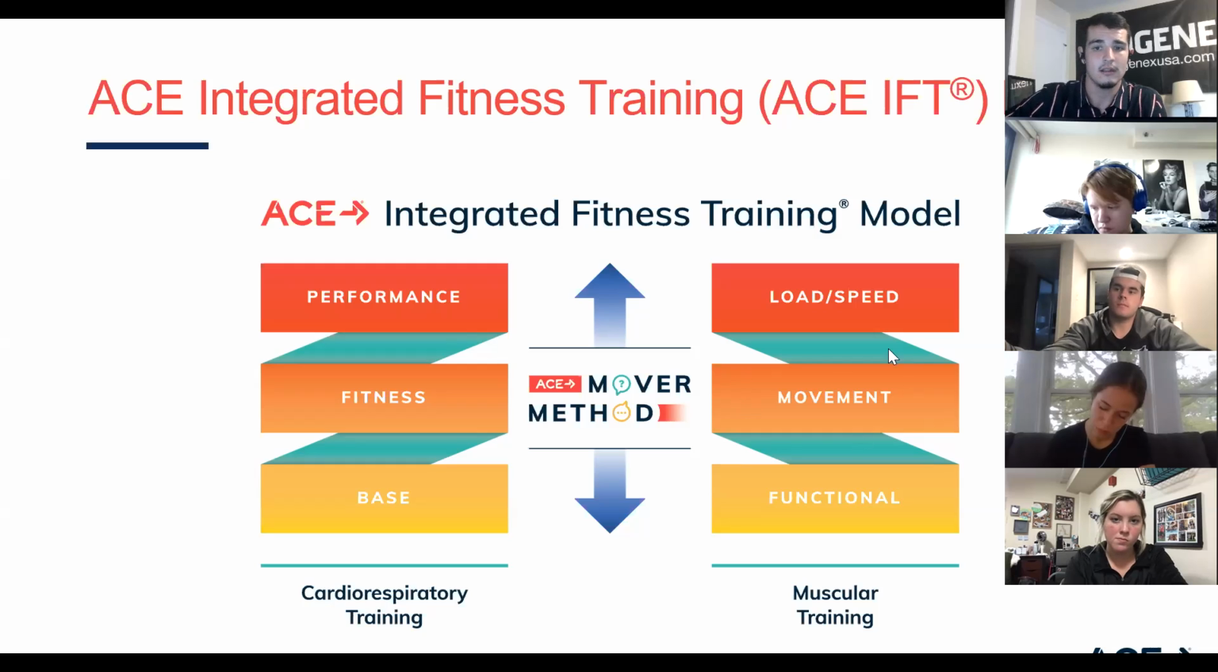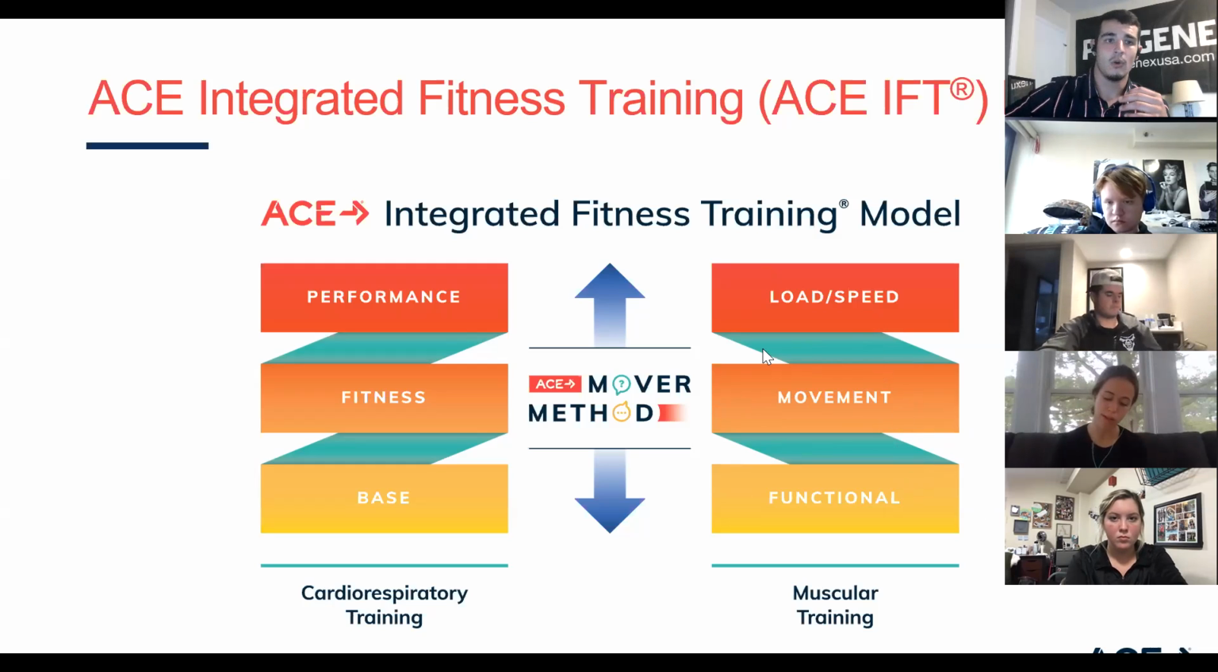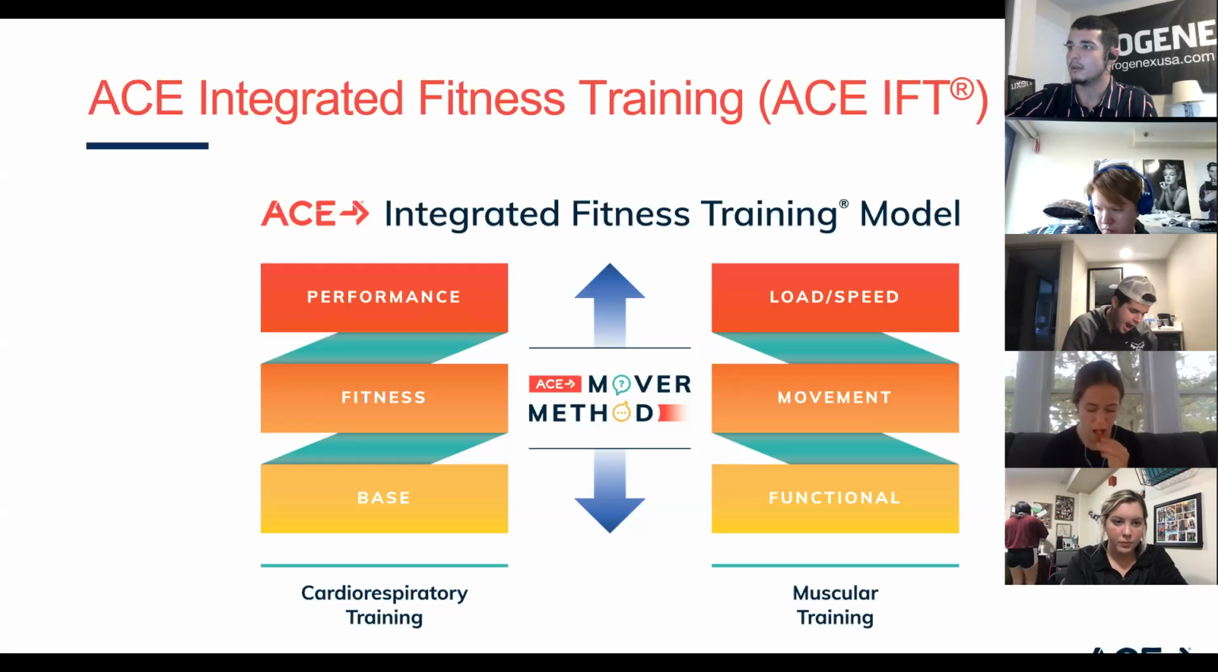And then movement is a little bit more, like we can make those things more complex. So let's say maybe we were doing a squat before. Now we're doing a rear foot elevated Bulgarian split squat, right? So we take away one point of contact and make it a little bit more complex. And then the load and speed component of this would obviously be heavier resistance training, training to be stronger or training to be faster, more powerful. So that's how ACE lays it out.